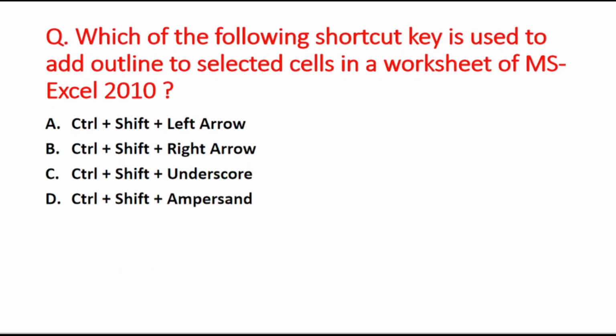Next question is, which of the following shortcut keys is used to add outline to selected cells in a worksheet of MS Excel 2010? A option is Control plus Shift plus left arrow key, B option is Control plus Shift plus right arrow key, C option is Control plus Shift plus underscore and last option is Control plus Shift plus ampersand sign. So the right answer is option D, that is to add an outline to the selected cell, the shortcut key is Control plus Shift plus ampersand key.